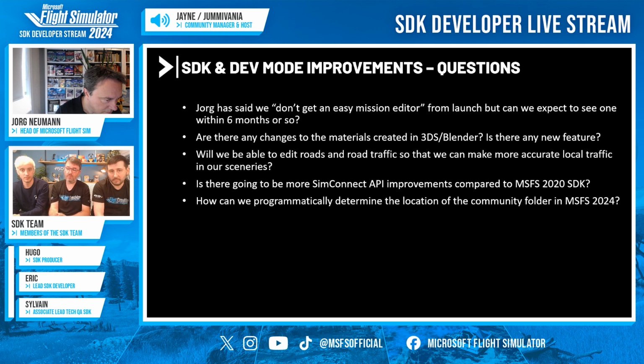There's nothing big. There are probably adjustments. I don't have the list on top of my head. I'm sorry. I should have drafted it. There are changes, but there's no revolution at all. I think the big part is that a lot of the underlying systems that you can access through the SimConnect API have changed themselves. So just ensuring that the API works as expected is a big task. And I think we want to do that first. Okay. And how can we programmatically determine the location of the community folder in 2024?